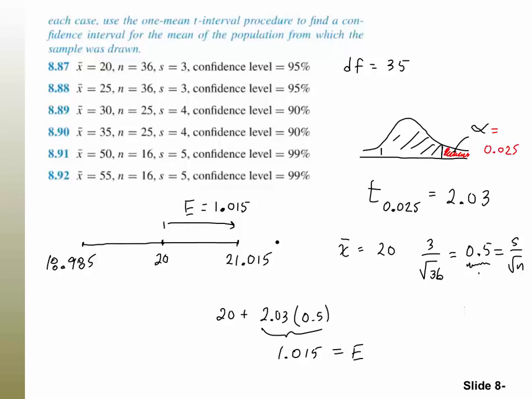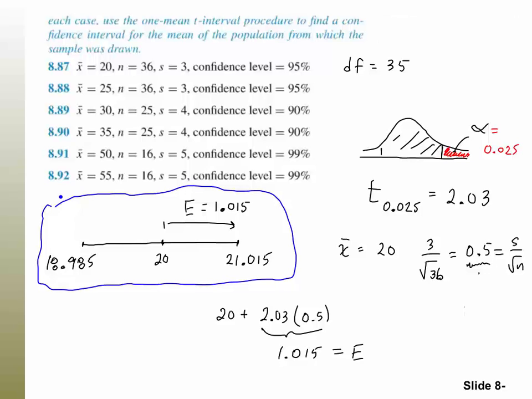So how do we interpret this? Somebody new? 95% confident that the population mean is within a margin of error of 1.015 from the mean. But what are we 95% sure of about the population mean? Right. We're 95% sure that the population mean falls between 18.985 and 21.015. And that is a margin of error of 1.015.